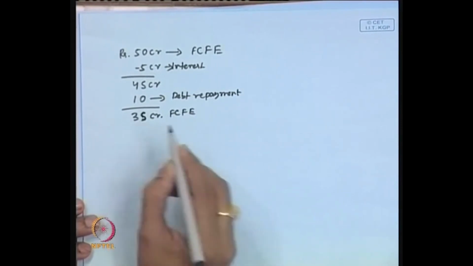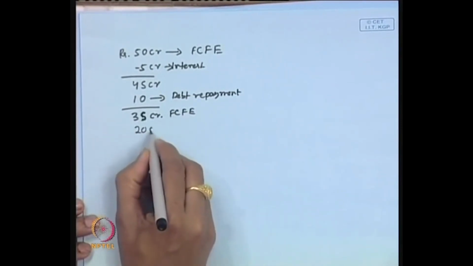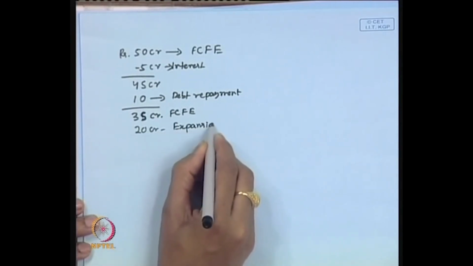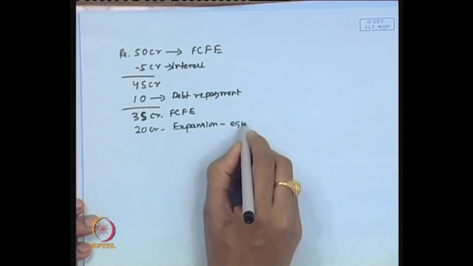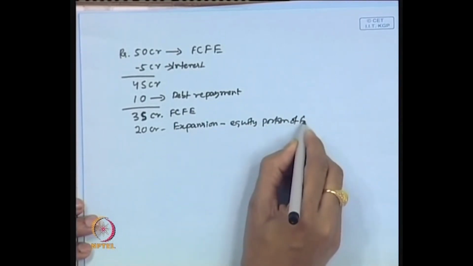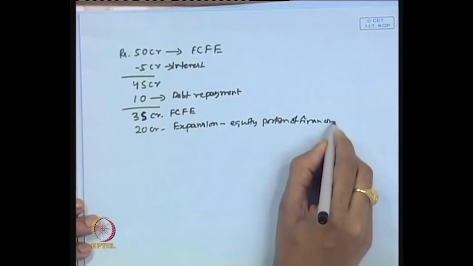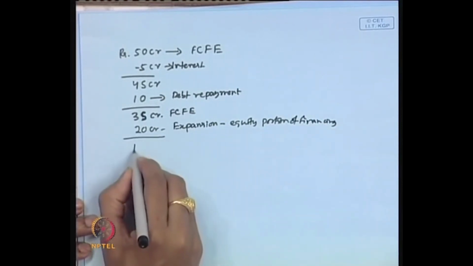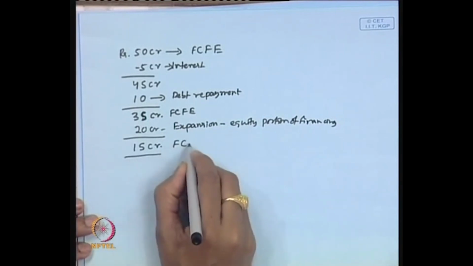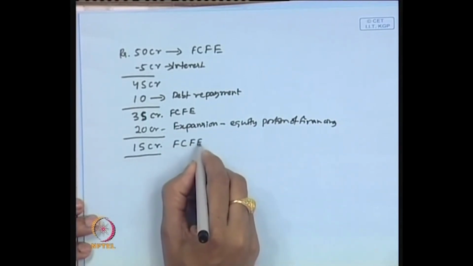but it is quite possible that out of the 35 crore, maybe 20 crore is required for expansion, and that is the equity portion of financing the expansion. In that case 15 crore is going to be the free cash flow for equity.